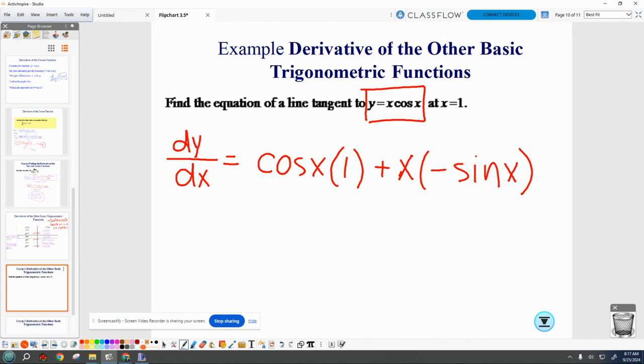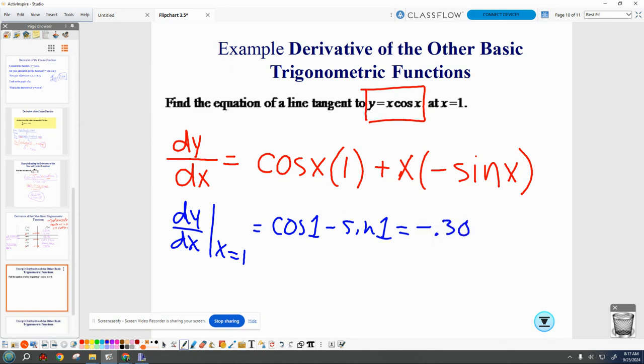Lourdes, what did you get when you typed in dy/dx evaluated when x is 1? And is it 1 degree or 1 radian? 1 radian. So cosine of 1 minus sine of 1. What decimal did you get? Negative 0.301. Remember how many decimals? 3. Why? 'Cause. Just 'cause.